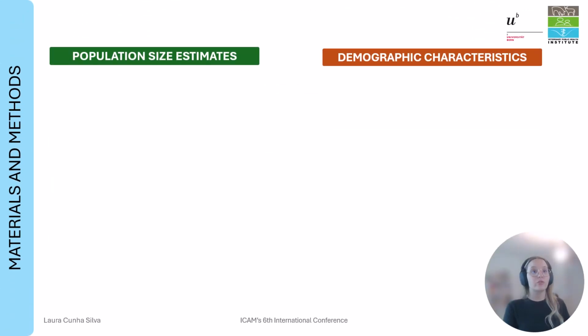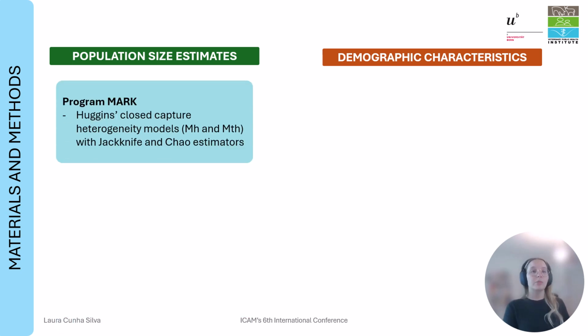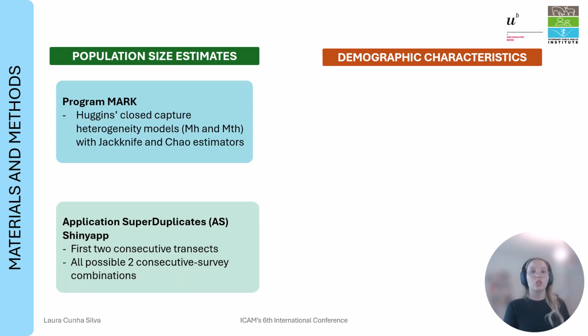So, this study has 2 main components: population size estimation by 2 different methods, SuperDuplicates and program MARK, and its comparison, and characterization of the core demographic characteristics of free-roaming dog populations in Guwahati. Regarding population size estimates, capture histories of all observed free-roaming dogs were analyzed using program MARK software. Huggins closed capture heterogeneity models with jackknife and Chao estimators were used to estimate the population size.